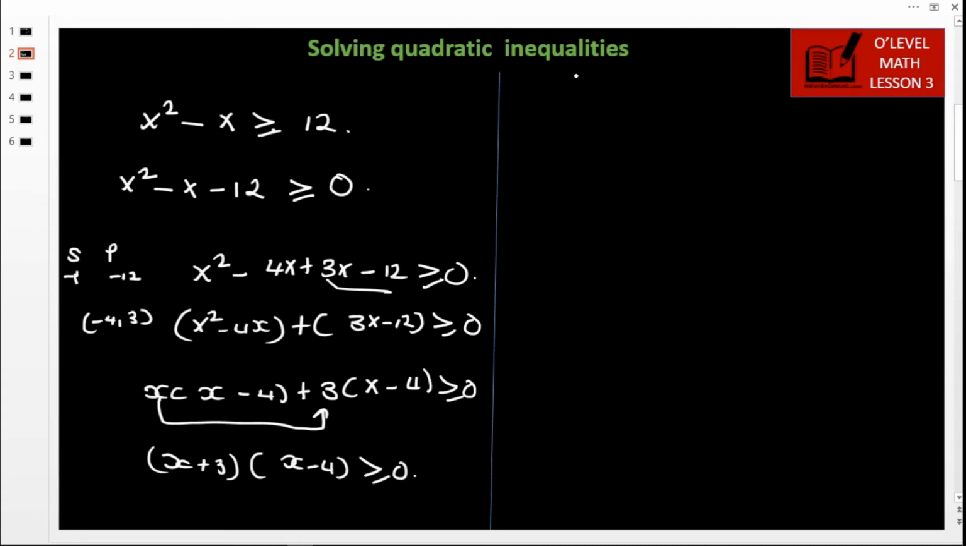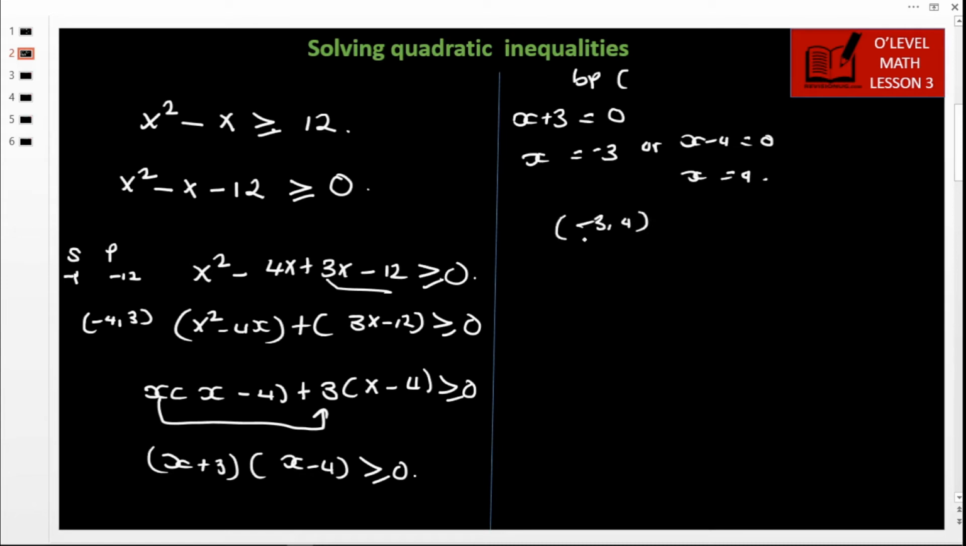So now our boundary points, BP, come from here. If x plus 3 is equal to 0, then x is equal to -3, or if x minus 4 is equal to 0, then x is equal to 4. So our boundary points are -3 and 4. So we draw our number line with -3 and 4. We have three regions: this goes to negative infinity, and this goes to positive infinity. So we have region A, region B, and region C.